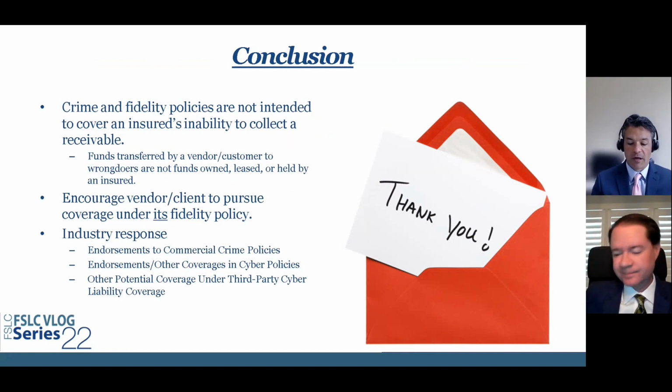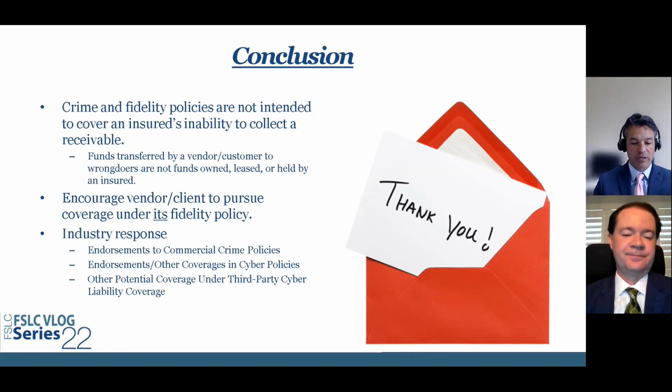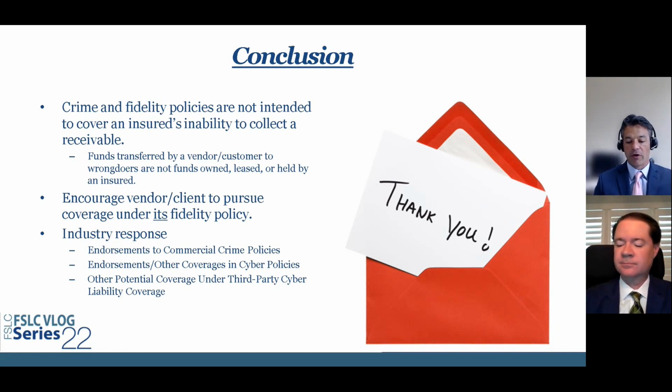So, conclusion, takeaways for this. Crime or other fidelity policies, commercial crime policies, are not intended to cover the insured's inability to collect a receivable. I think this comes up, obviously, in the context of reverse social engineering, and may come up in other contexts as well. But it's not what commercial crime policies are intended to cover.